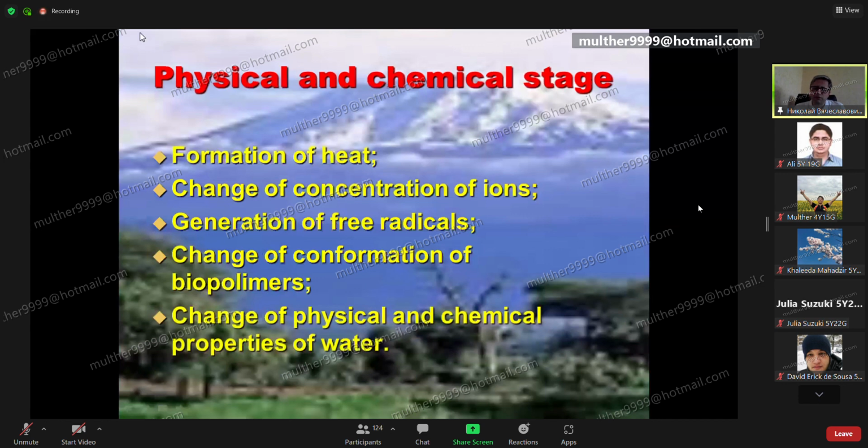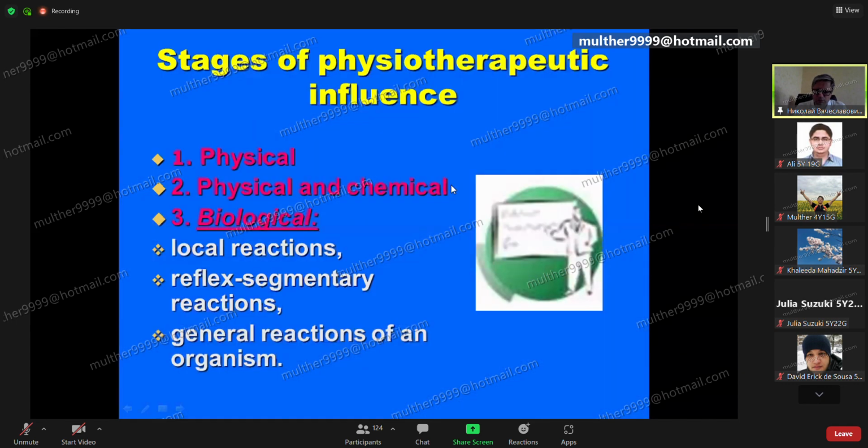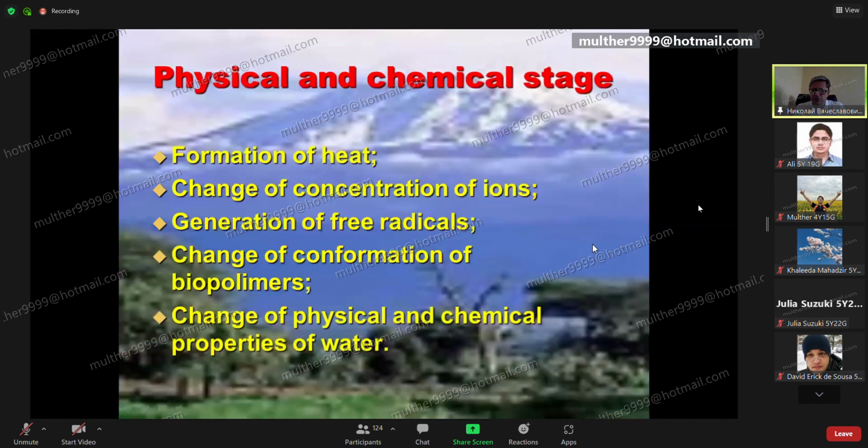As for the physical and chemical stage, this stage includes formation of heat in tissues under action, for example, of an electromagnetic field, change of ions concentration under the electric current influence, generation of free radicals, change of biopolymers conformation, change of physical and chemical properties of water as the most widespread element and electric conductor in our organism.